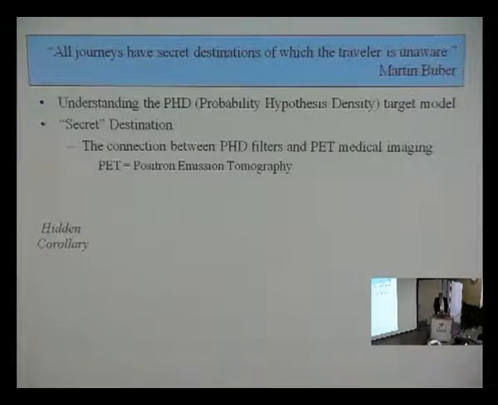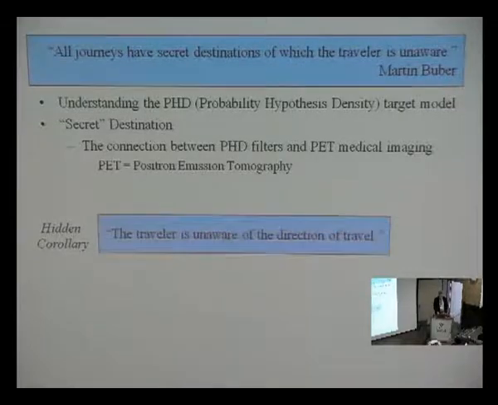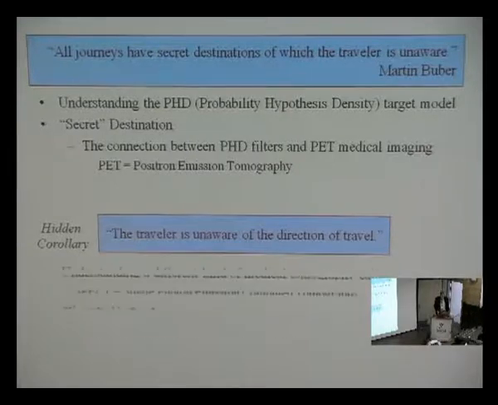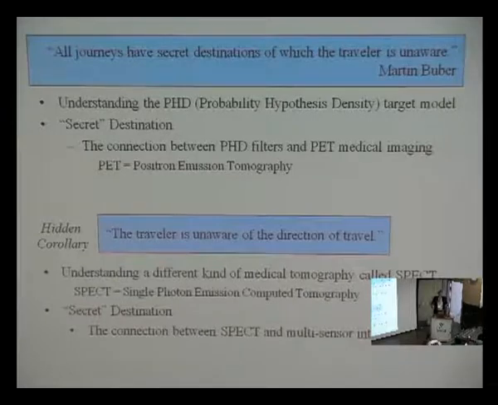There's a hidden corollary, which is quite curious. The traveler is sometimes unaware of the direction of travel, by which I mean that when I began to read a little bit more about the tomography, because I was interested in it because of the relationship that it had with tracking, I discovered a subject called single photon emission computed tomography, and that was the secret destination because that's a multi-camera system for imaging. And that had a direct connection with multi-sensor intensity, or PHD filtering. So first I went from the PHD to tomography, and then I went from tomography to another subject there, and then I came back. It was really a journey that was quite interesting.